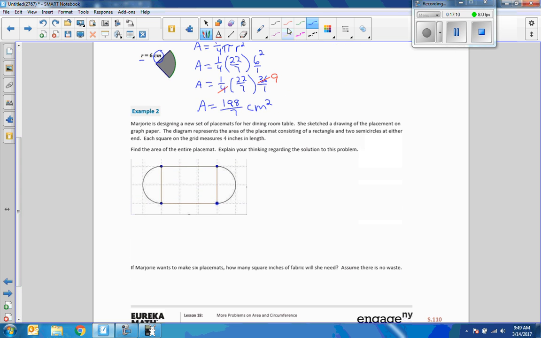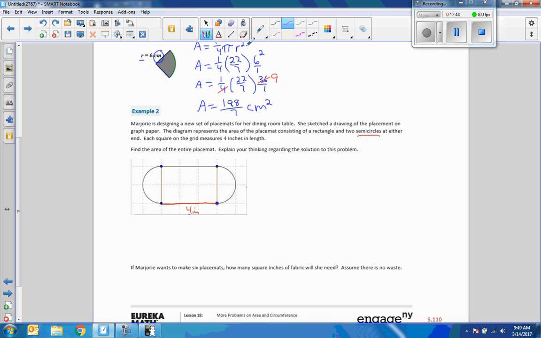Example 2. I'm going to do something a little differently here. It's a girl named Marjorie, and she's designing a new set of placemats for her dining room table. She sketched a drawing of a placemat on graph paper. The diagram represents the area of the placemat consisting of a rectangle and 2 semicircles at either end. Each square on the grid measures 4 inches in length. So we need to keep that in mind. This is 4 inches. So this is 4 more, and this is 4 more.